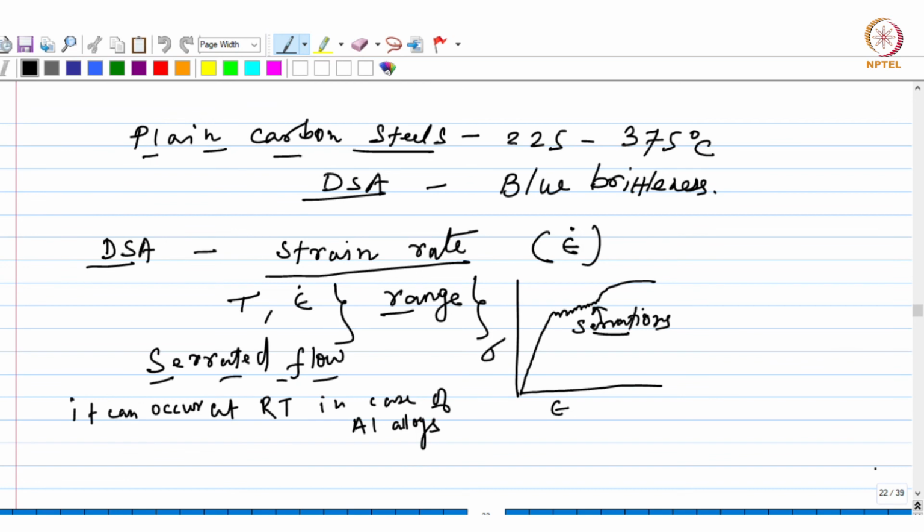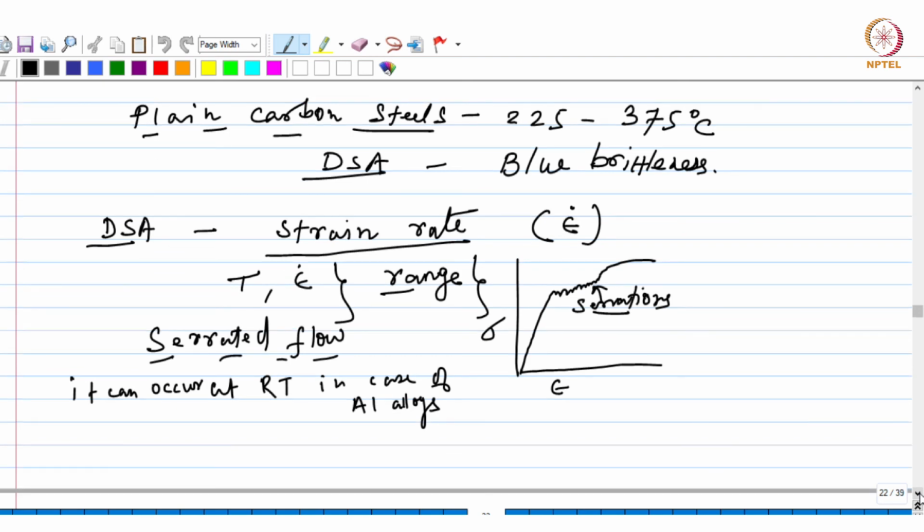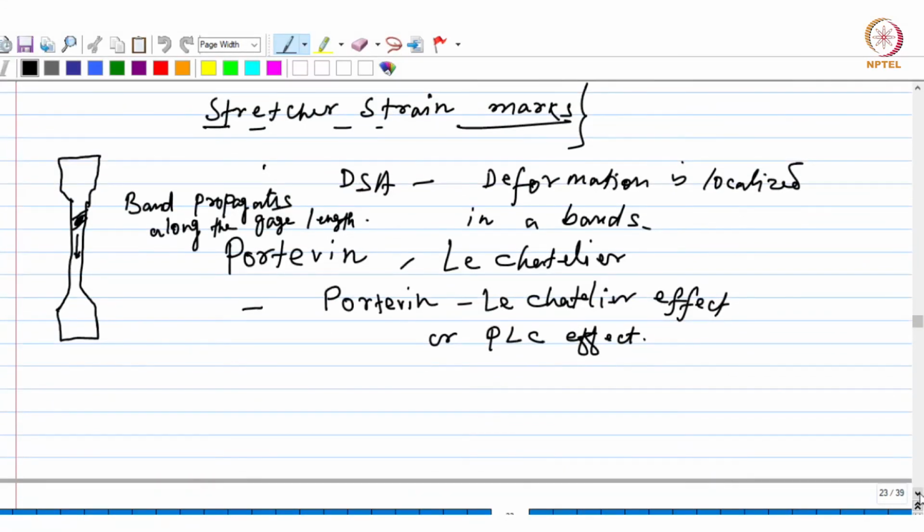So to summarize, we can say that strain aging can occur during deformation also, and in that case it is known as dynamic strain aging, which is a result of the interaction between the dislocations and a solute atmosphere which forms around the dislocation. Such interactions will give rise to some inhomogeneous kind of deformation, which is manifested as serrations in the stress strain curve. This effect is also known as serrated flow. When this occurs, the deformation is actually localized in bands, and as the bands propagate through the gauge length of the specimen, it gives rise to those serrations in the stress strain curve.